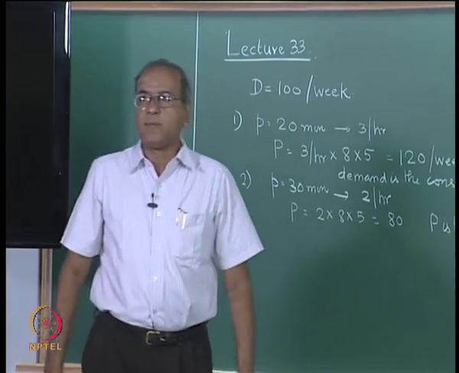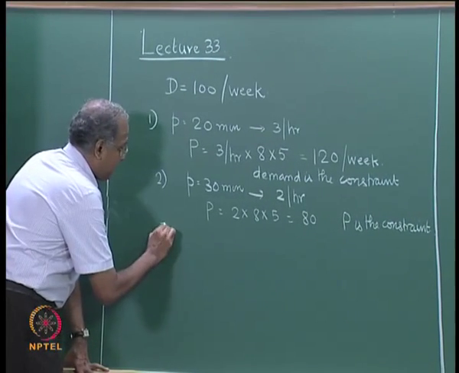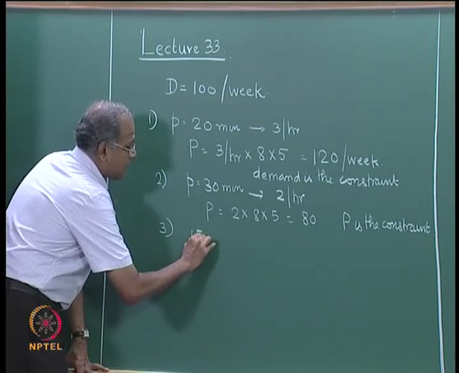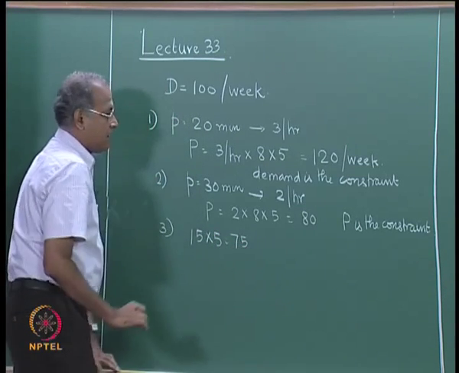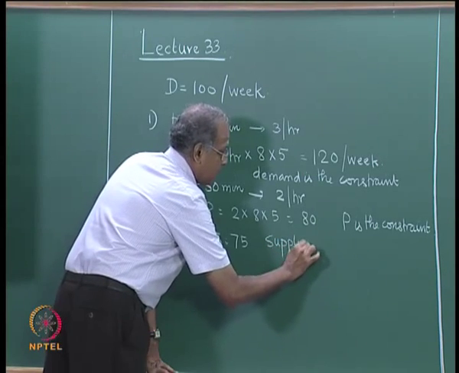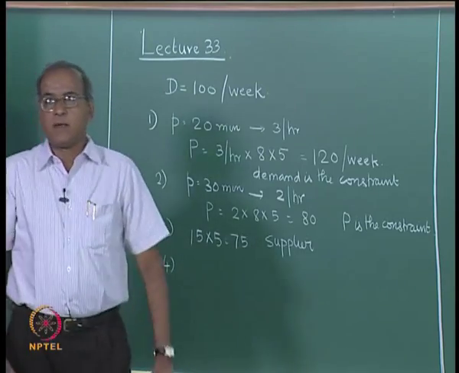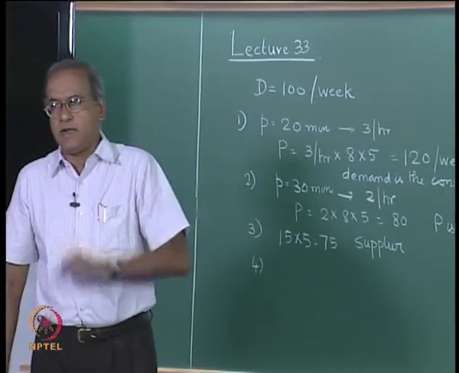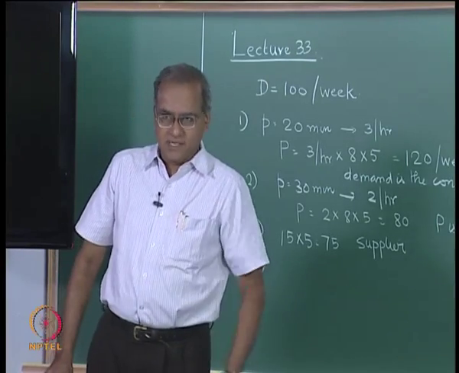In case 3, the supplier can give raw material at the rate of 15 per day. So the material we can get is 15 into 5, which is 75 per week. So the supplier is the constraint. And in the fourth case, the supplier can give 25 units per day, but the organization takes 2 days to place the order.